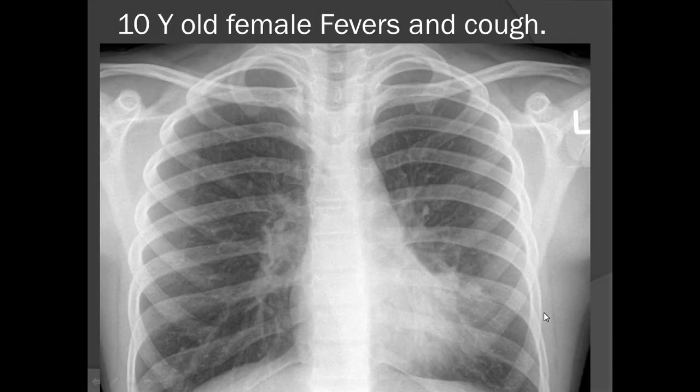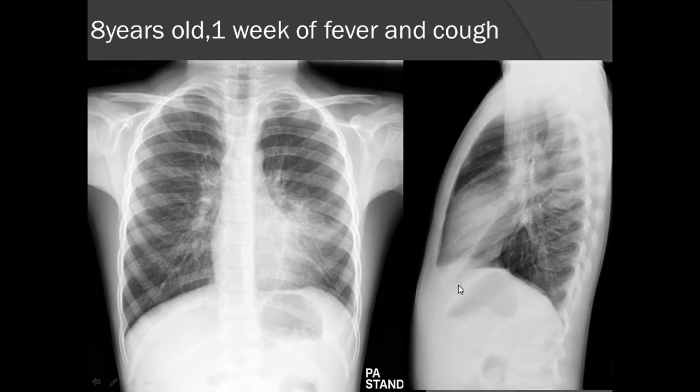So let's see an example. This is a 10 year old female with fever and cough. What happened? Again, the left heart border is not well seen, the left hemidiaphragm is well seen. So again, this is a consolidation in the lingular segment.